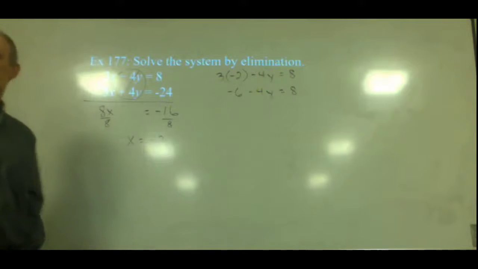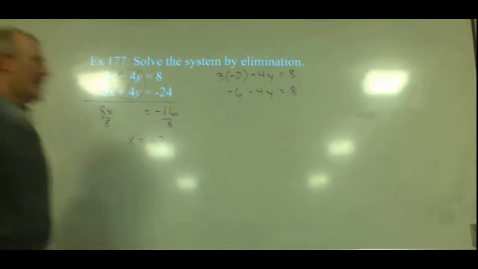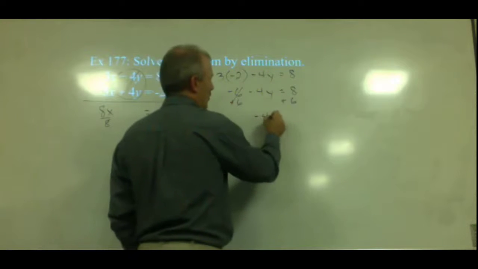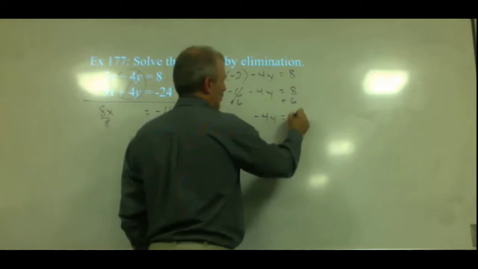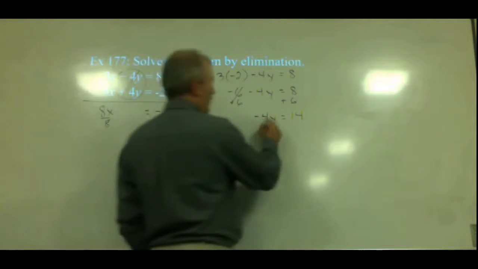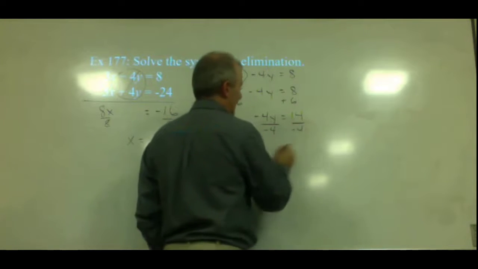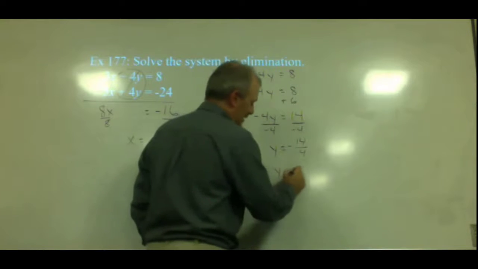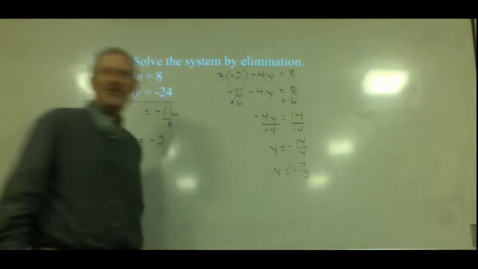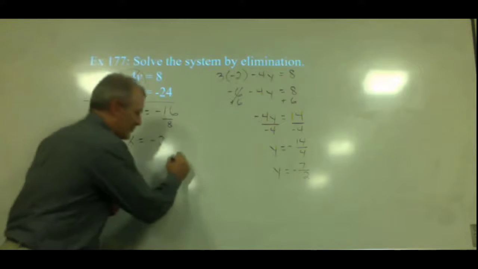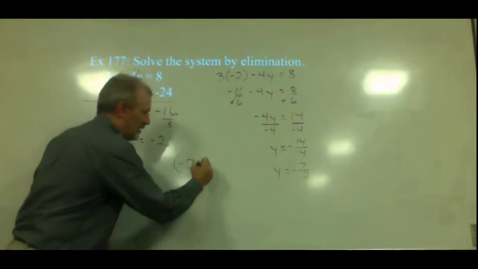And what do we do to solve for y? Add 6. Add 6 is our first step to cancel that out. So negative 4y equals 14. Divide by negative 4. Now this is the first one that we've really seen like this. We get negative 14 over 4. If we reduce that, it's negative 7 over 2. It doesn't come out evenly. And that's okay, but this is one of those that we wouldn't want to try and have to graph because it doesn't come out nicely. So what is our answer? Negative 2, negative 7/2.